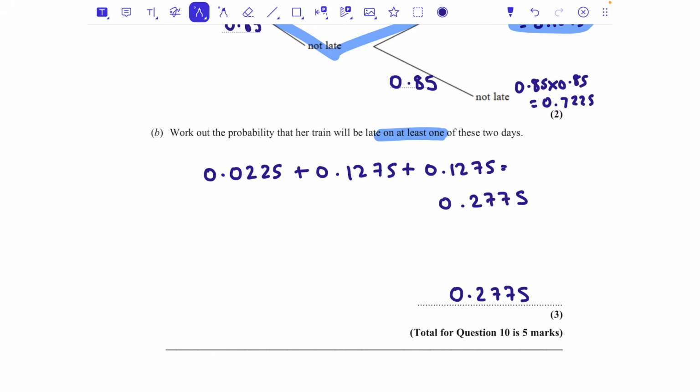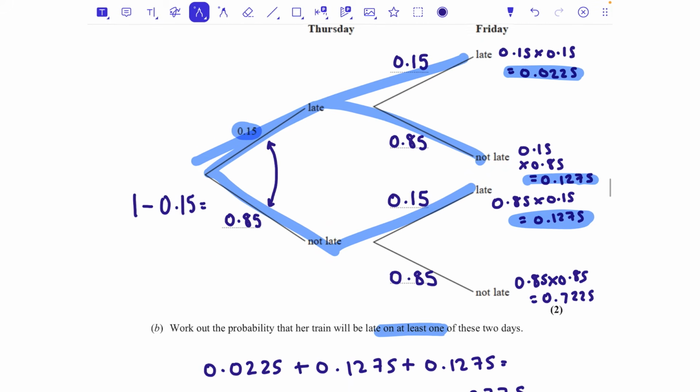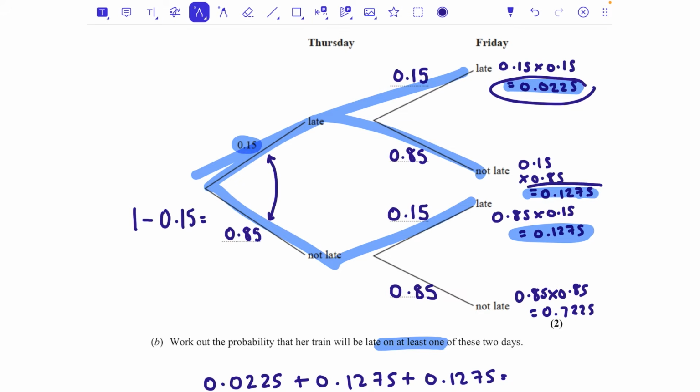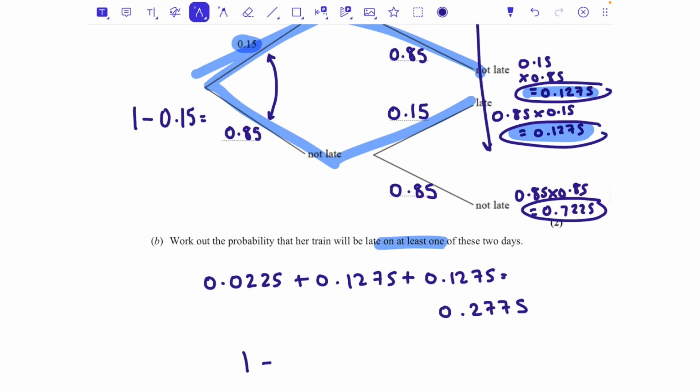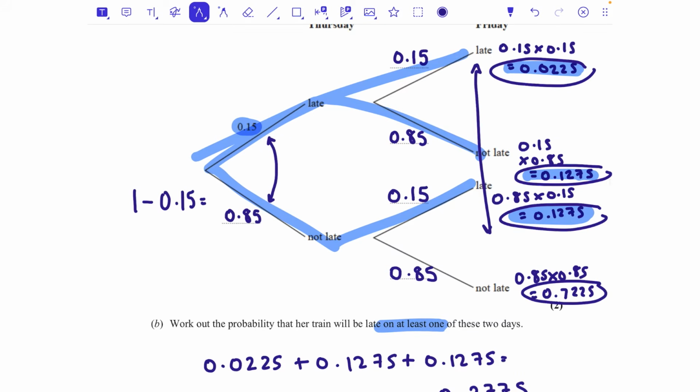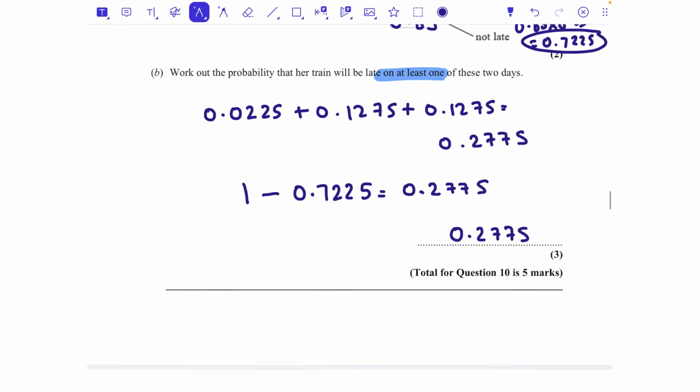Now that was quite a lot of work. What we know is that with probability, this answer and this answer and this answer and this answer actually add up to make 1. So if you know you want these three, you could just do 1, take away that bottom one. And then you'd only have one of those sums to do. So 1 minus 0.7225 actually gives us the exact same answer of 0.2775. If that makes sense, great. If it doesn't, don't worry too much, whichever way works for you. So timesing along the branches of the pathways that you want and adding those ones up.